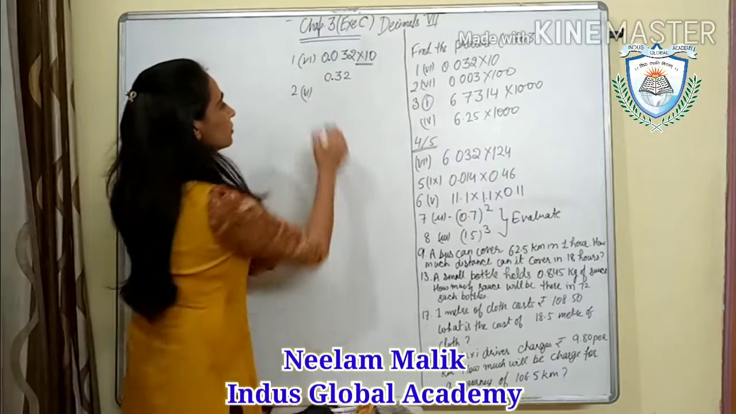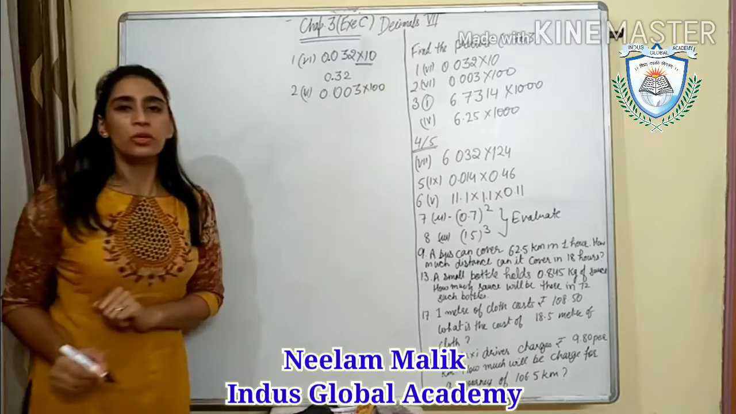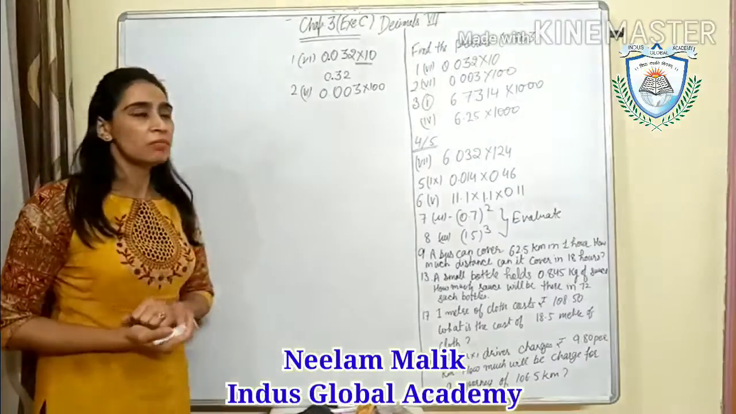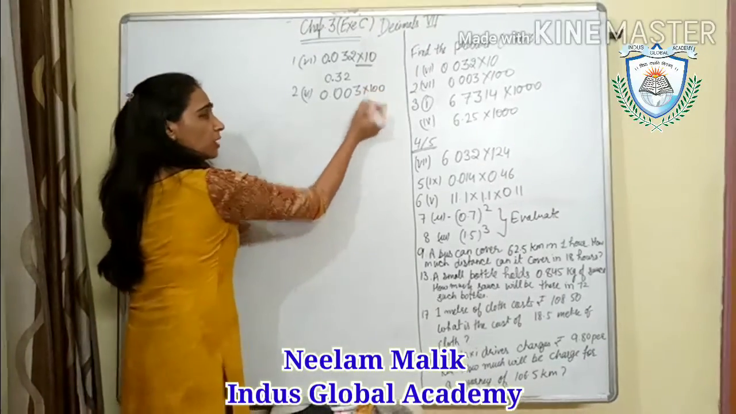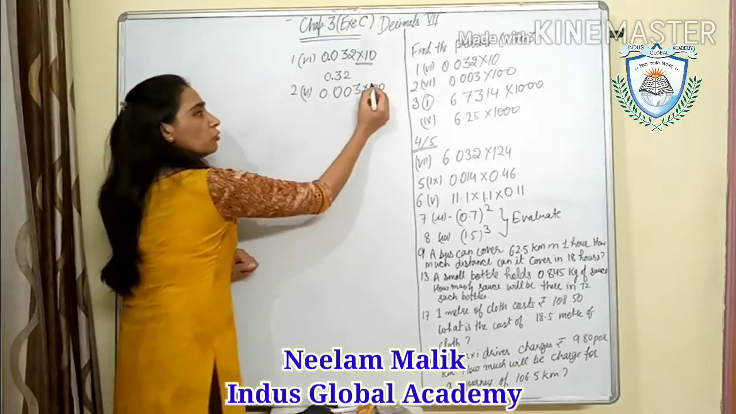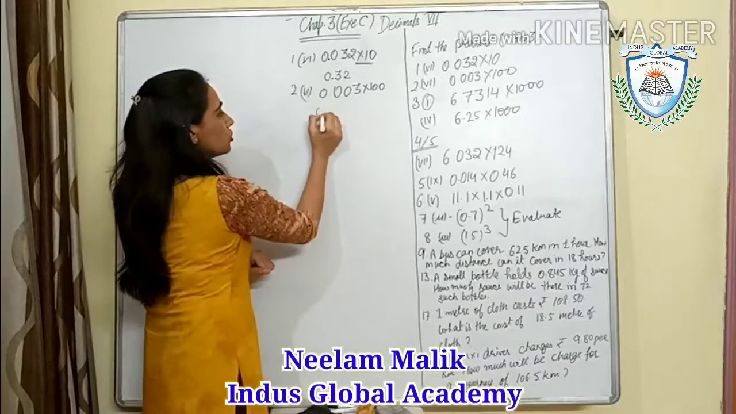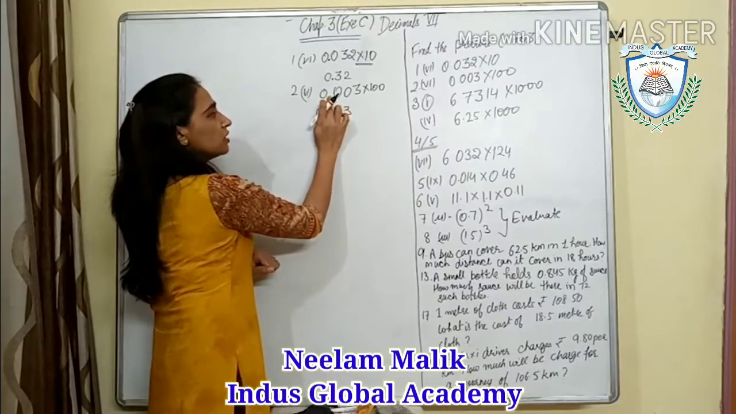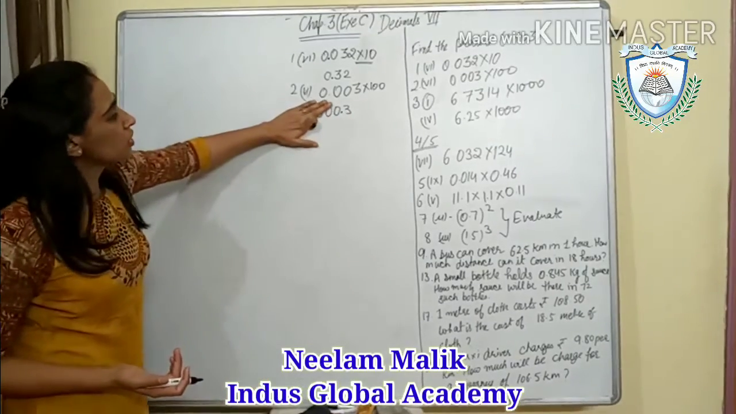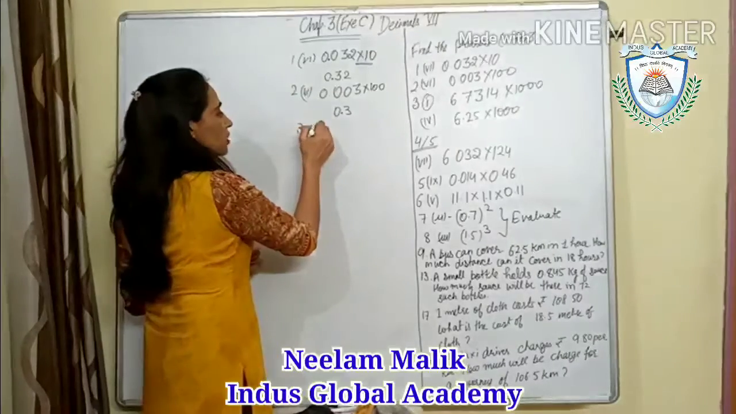Now we will do question number 2, sixth part. It is 0.003 into 100. As I told you, in question number 2 we have to multiply all the given decimal numbers with 100. So in the multiplication the decimal point will move to the right-hand side by 2 places. So 0003, our point is here, it will go first here and there. So what will be the answer? This is 0.3.